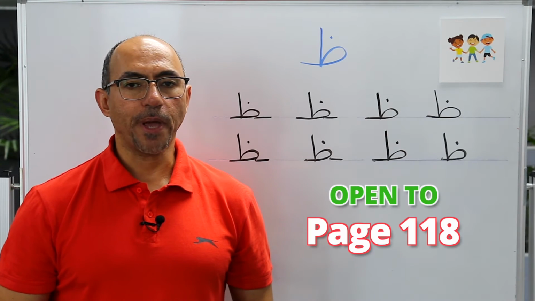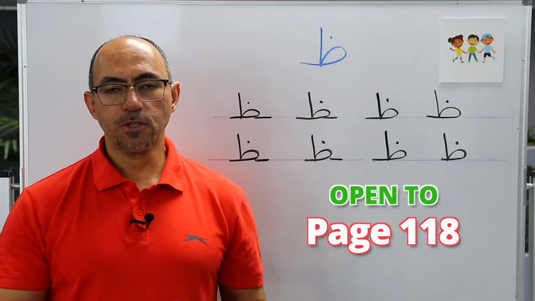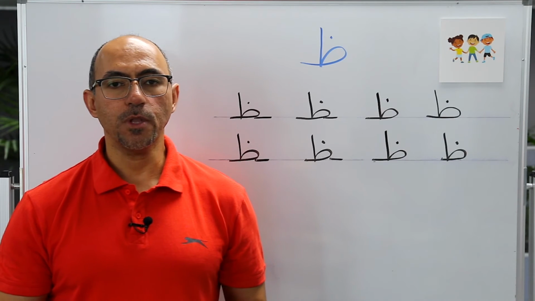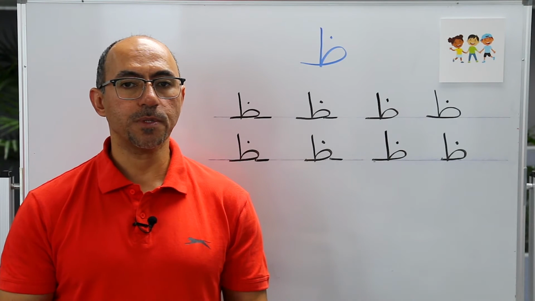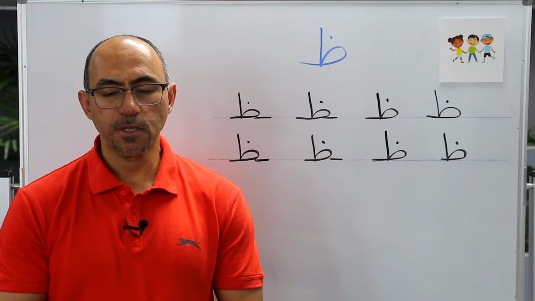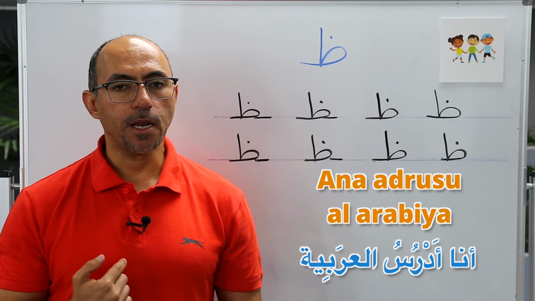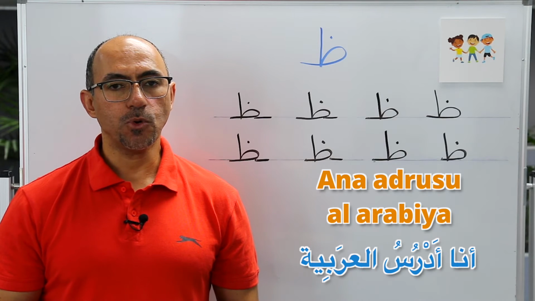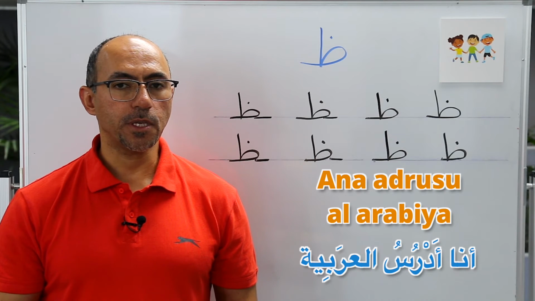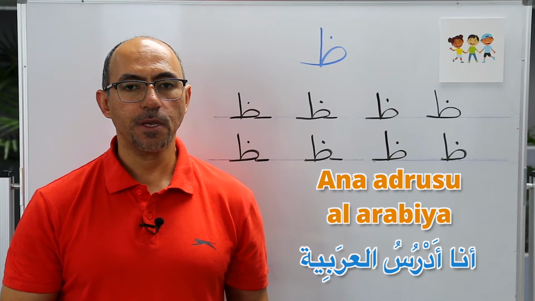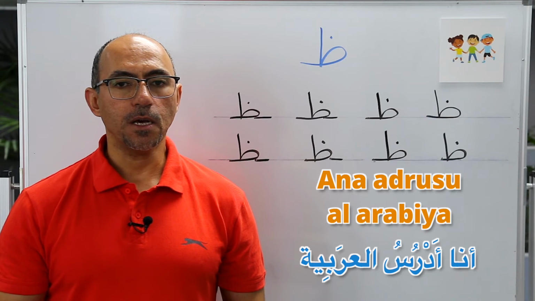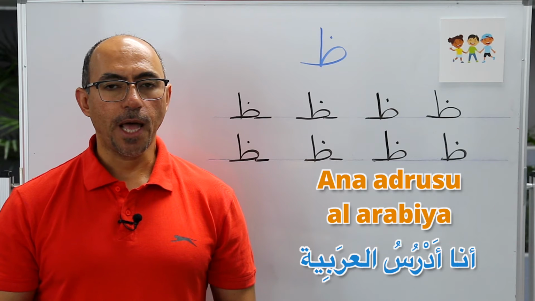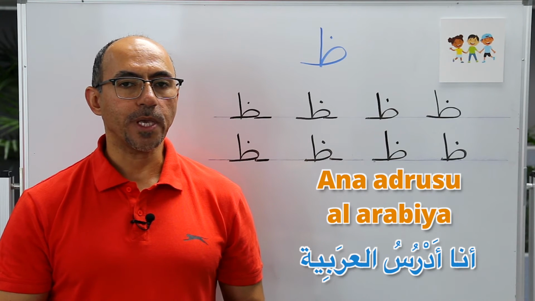Okay, now we're on page 118. Let's continue the conversation. We've learned many words in Arabic, and now let's learn a few more. Now we're saying sentences. The first sentence that we have here is أنا أدرس العربية. أنا means I am, or I, أدرس means study, العربية means Arabic. Can you say after me? أنا أدرس العربية.